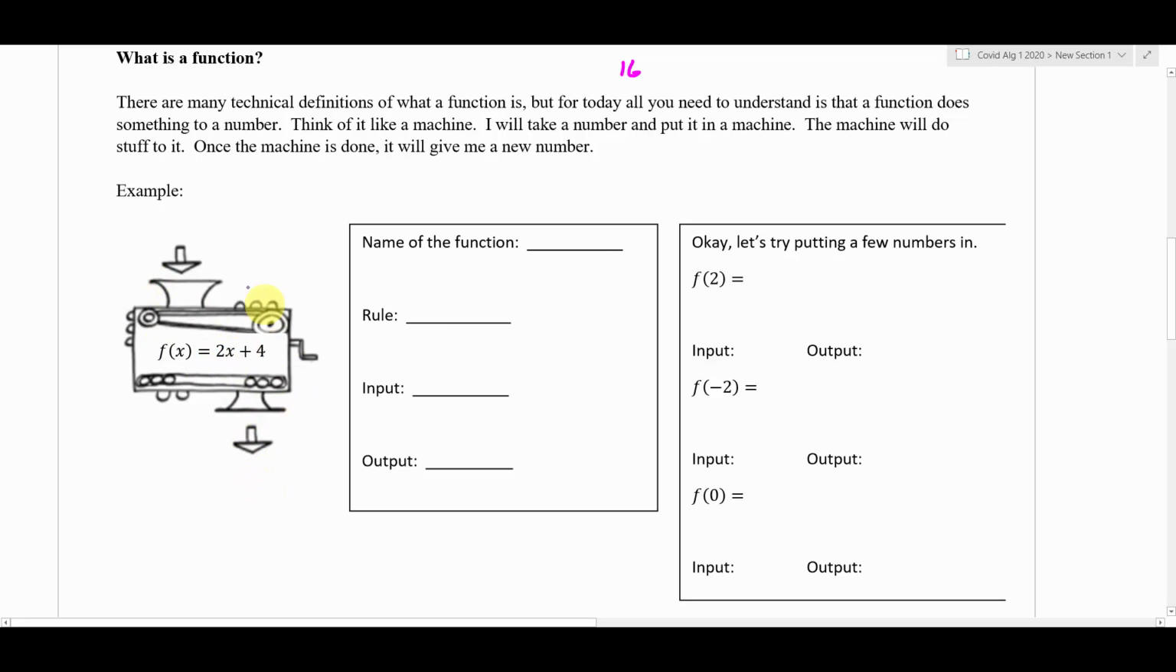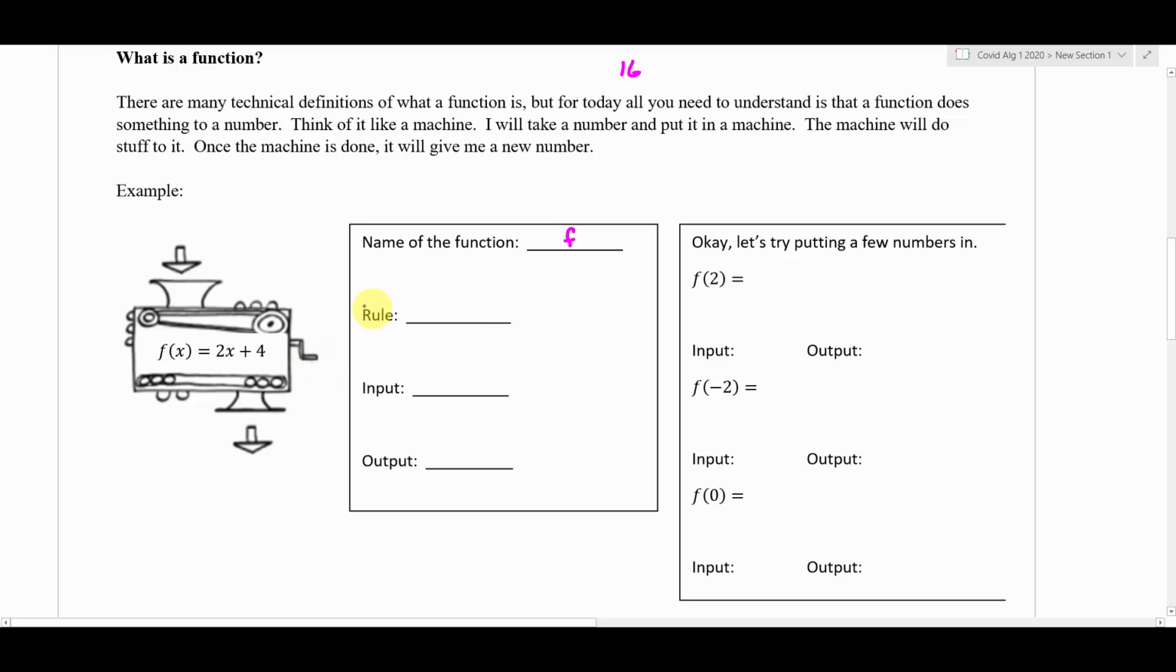So when we look at this thing here, I gave you the graphic of a machine just to help you think about how it works. But let's talk about the different parts here. You'll notice this f of x thing that's going on here, and this actually tells us the name of the function. So this f that we see here, that is the name of the function. So the name of the function is f.